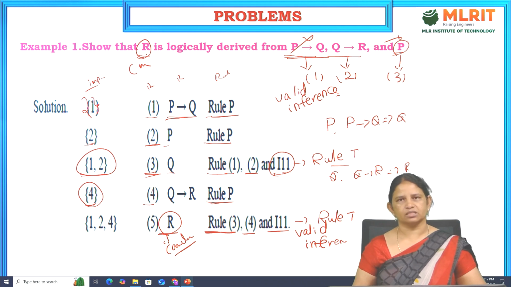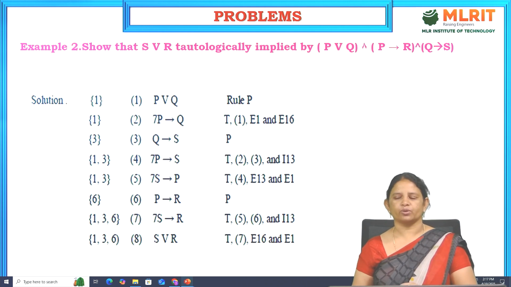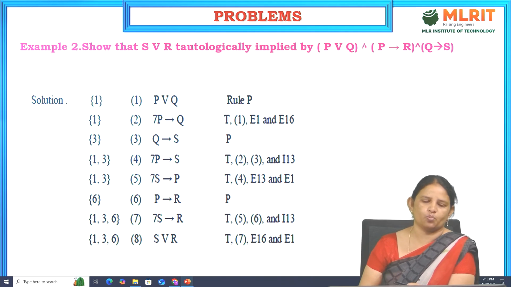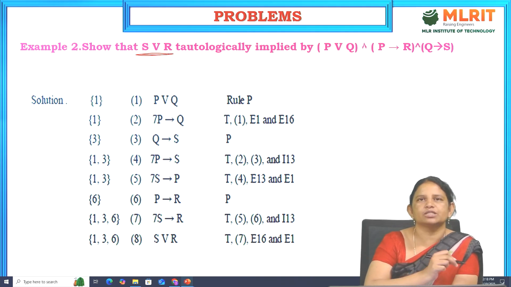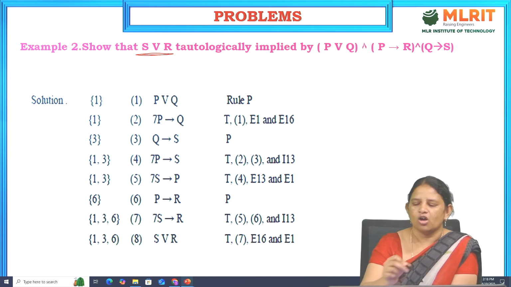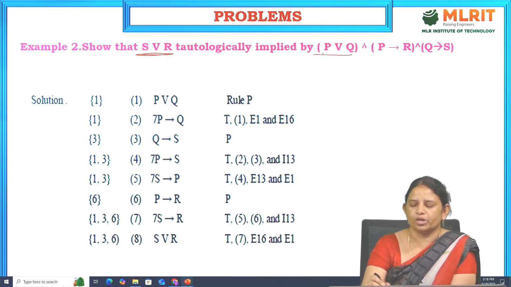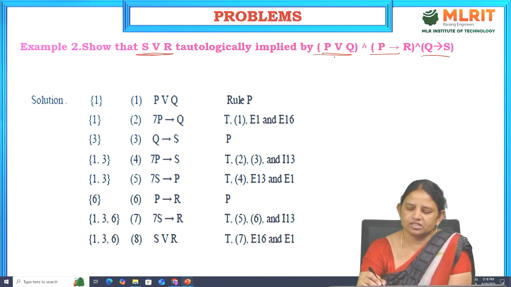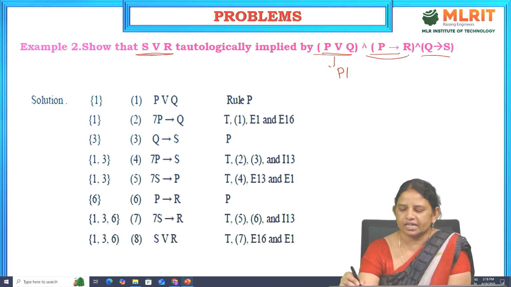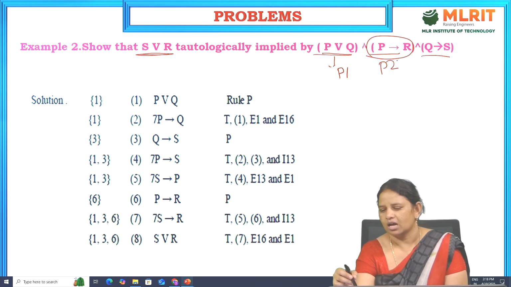Now let us take a second example, how the conclusion can be derived from the set of premises. Show that S or R is logically implied from P or Q, P tends to R, Q tends to S. Here there is a conjunction of premises. The first premise is P or Q, that is premise number 1. Next, the second premise is P tends to R, that is premise number 2. Next, Q tends to S, that is premise number 3.